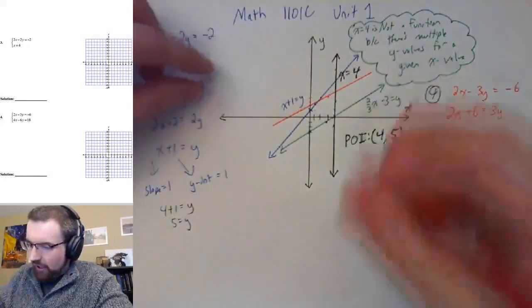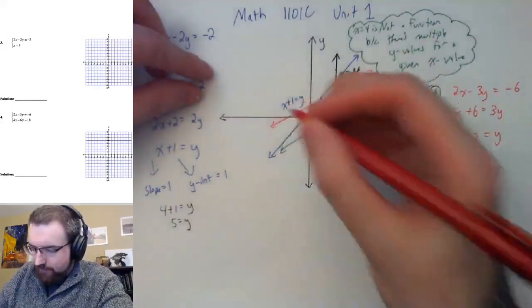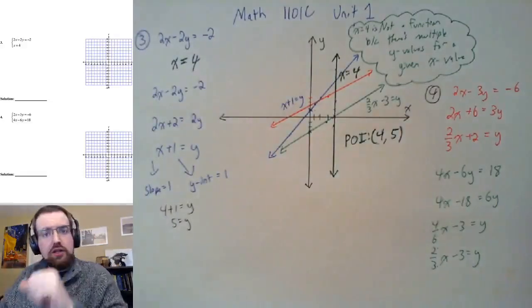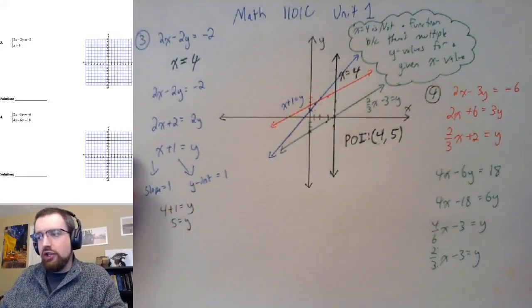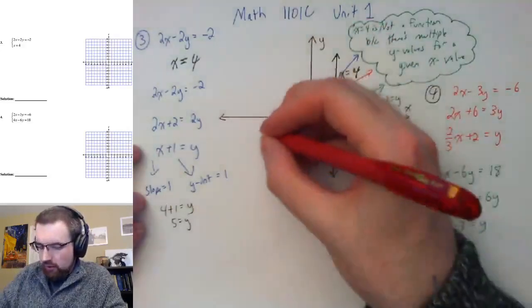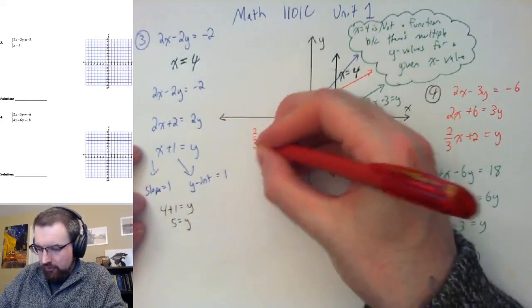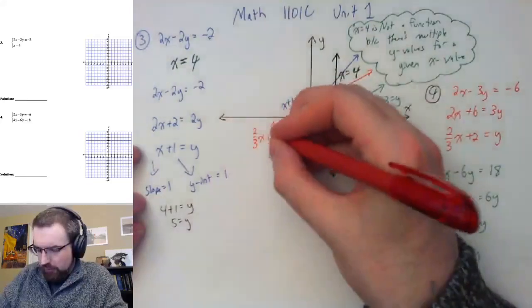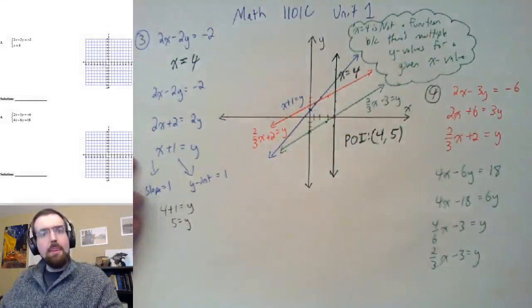And here, yeah, I haven't drawn them super accurately. Excuse me, because you can see them kind of converging there, and they should ideally be not converging at all, right? That's going to be 2 over 3x plus 2 equals y.